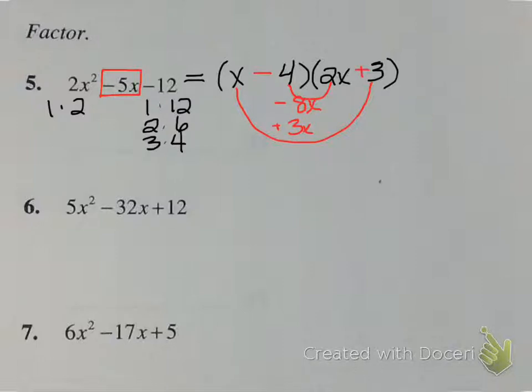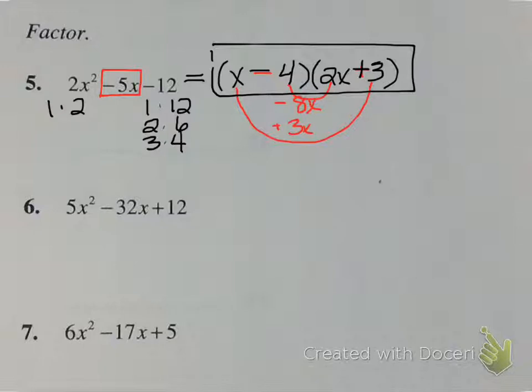So my final answer is x minus 4 times 2x plus 3. I'm just writing over that so you can see that that's no longer a guess. That is what it is, x minus 4 and 2x plus 3. If the 4 and the 3 didn't work, then I would have flipped them around and put the 3 with the x and the 4 with the 2. So if it didn't work, don't erase, you would just cross it out and then try something new.